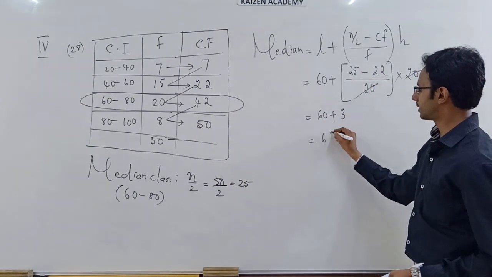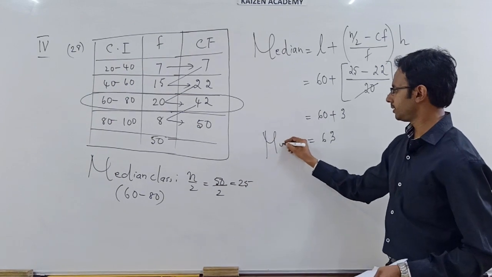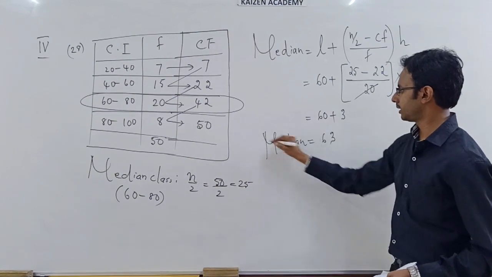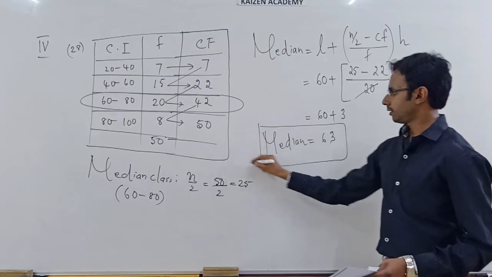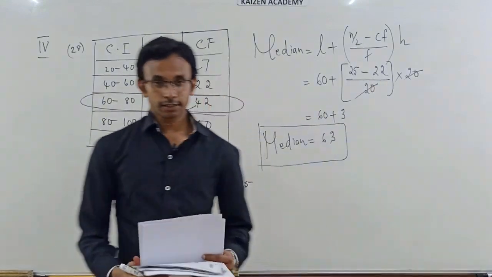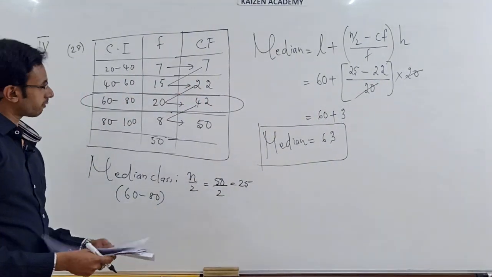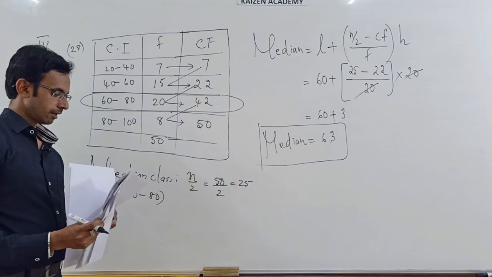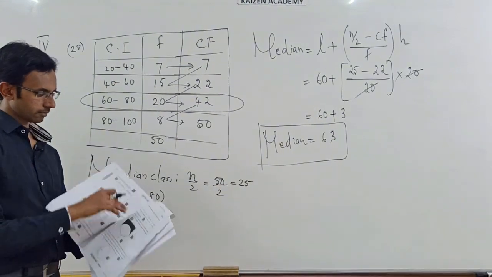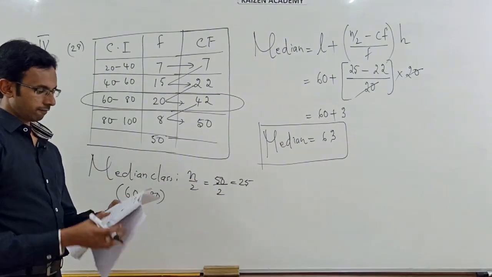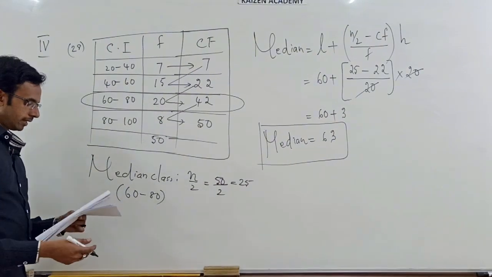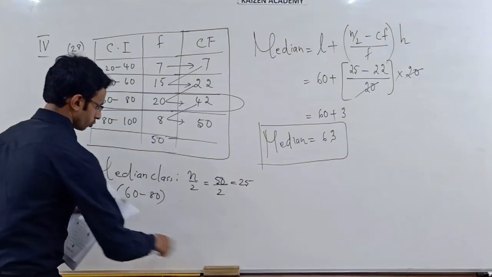60 plus 3 is 63. So it is a very easy value to calculate the median. This will give you 3 marks, the simplest calculation of median. Or they have given you the option that if you can find the mode in the given data, you can do that also.